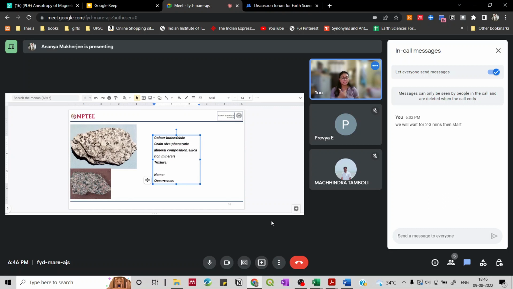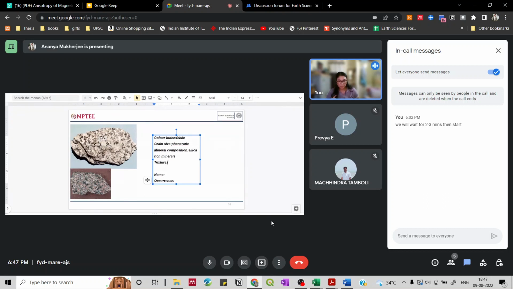And since you can see the grains, it is a phaneritic texture. So you can say that the rate of cooling was very low because the crystals took their time to form. You can see the crystals. So you have acidic, felsic rock, and you have phaneritic texture. So this is most probably an intrusive rock.